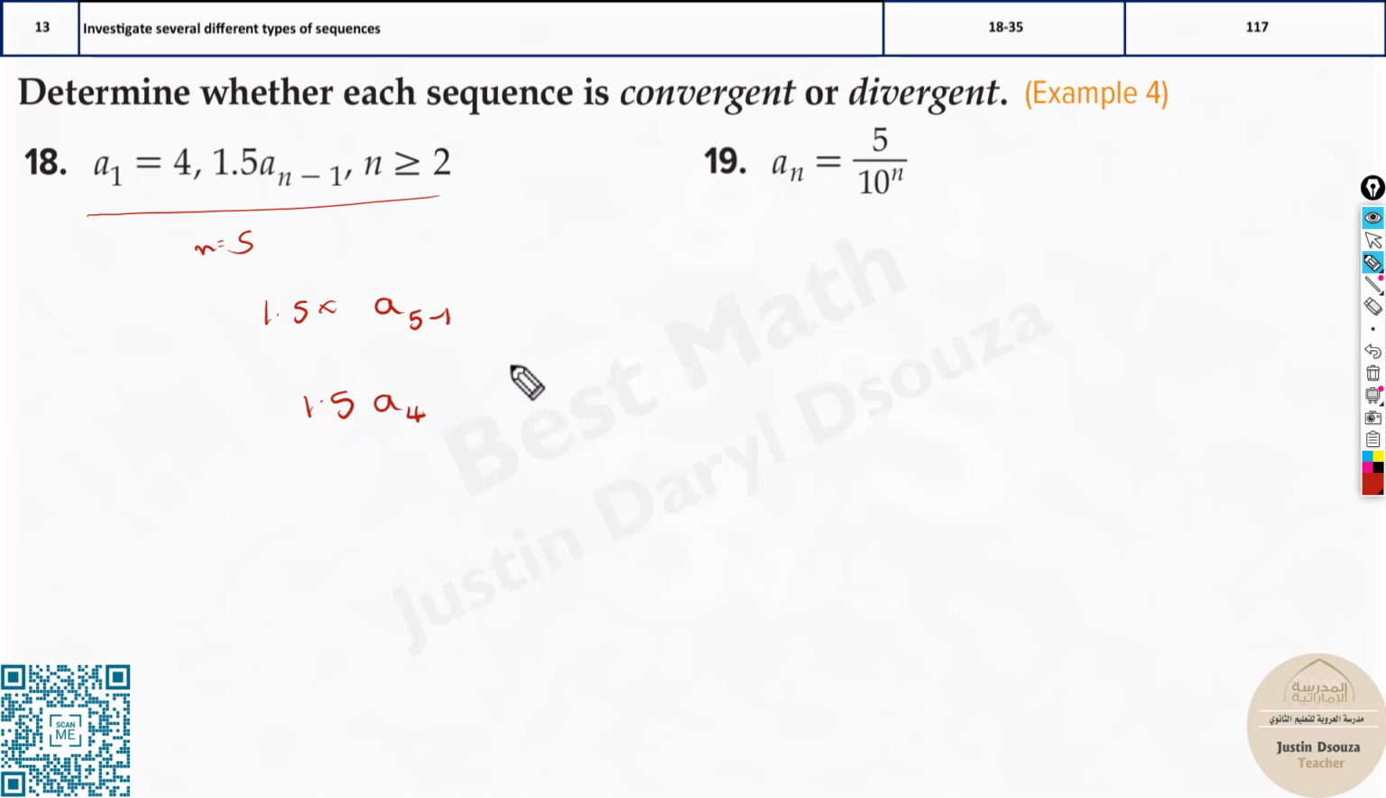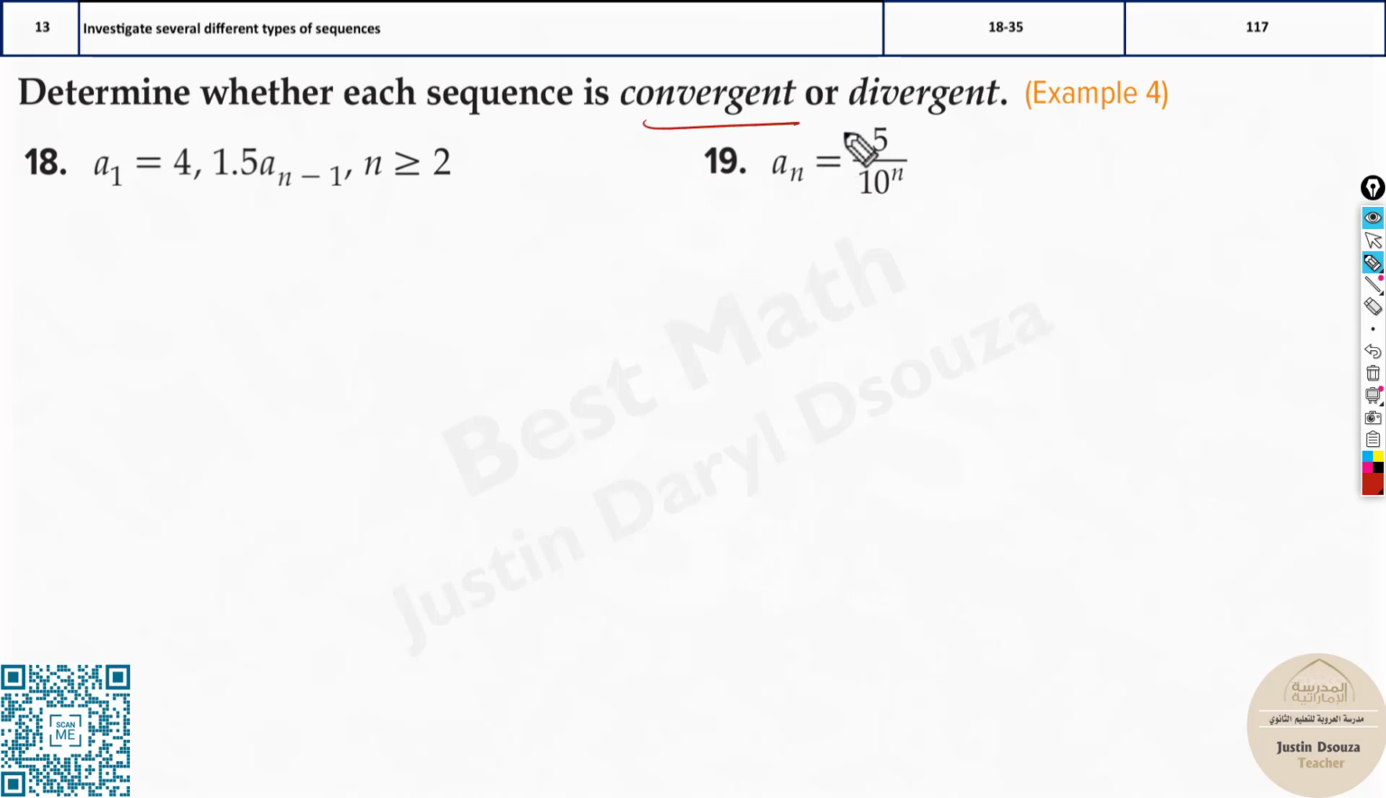1.5 A4. What is the fourth term? I don't know. If I go to the fourth term, it'll be 1.5 times A3. So I need to know the third term. To find the third term, I need to know the second term and so on. So I can only go one term at a time. So these are the conditions. This is called recursive, whereas explicit can be used to find any term directly. But that is not what we want. I just told that anyway, in case it's asked.